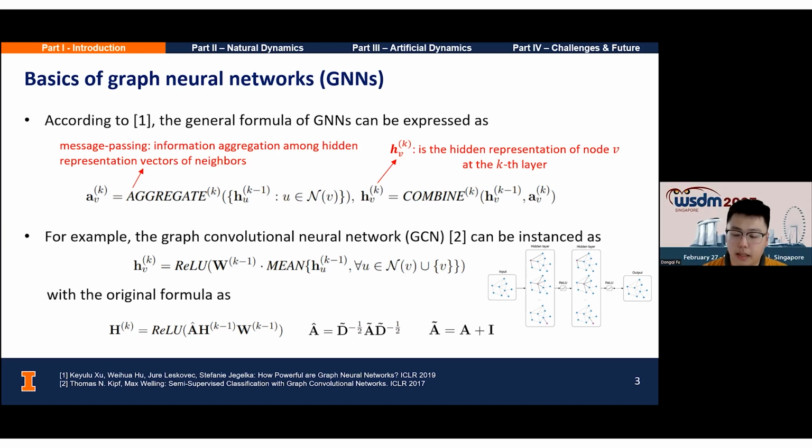For example, a classic graph neural network, GCN, or graph convolutional neural network, can be instantiated as follows, where the aggregate is instantiated by the mean operation, and the combine is realized by the learnable weights with the ReLU activation function. The original formula of GCN can be expressed at the bottom. The matrix A hat means the normalized adjacency matrix, and matrix A tilde means the original adjacency with the self loop.